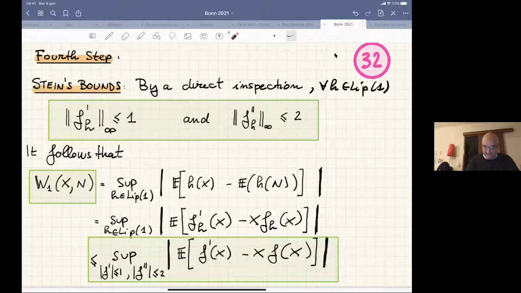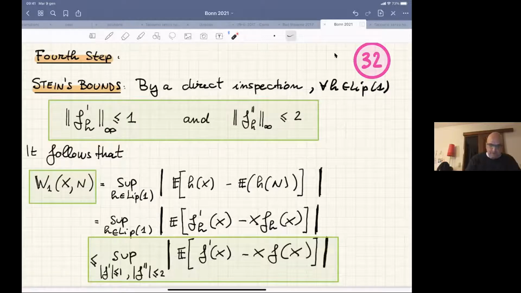So now we proved all this chain of relations. And now what can we do with all these relations? We can deduce the following estimate. Remember that we want to compare, in the one Wasserstein distance, the distribution of some random variable X and the Gaussian random variable N.